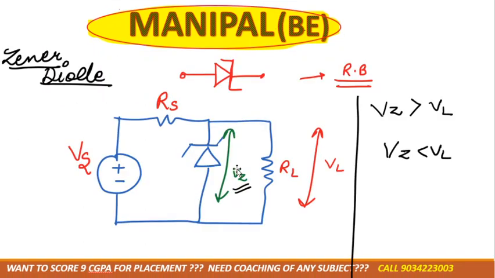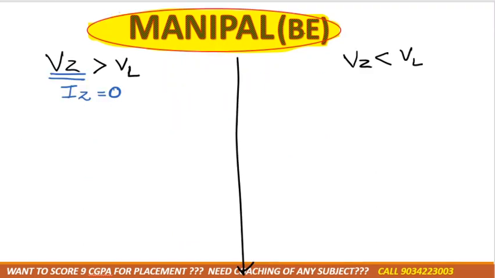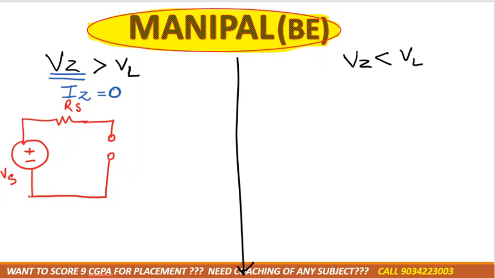Now, if the current flowing in the zener diode is zero, then we can consider it will work as a reverse bias diode. In reverse bias, it will act as an off switch. So if I redraw the diagram, again we'll have the supply voltage, then the series resistance. As current across the zener is zero, make it an open circuit. Rest of the diagram is the same. This would be RL, correct?